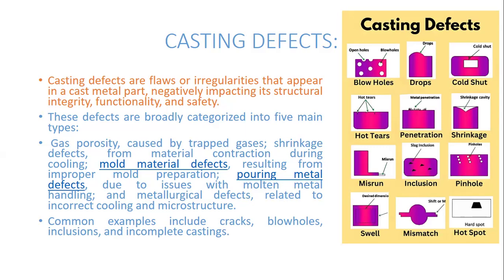Then mold material defects that result from improper mold preparation and design. Pouring metal defects occur due to issues with the molten metal handling. And the last one is metallurgical defects. This is related to incorrect cooling and temperature and also poor microstructural components of the metal. All these defects can be commonly categorized as cracks, blowholes, slag inclusion, and incomplete castings.